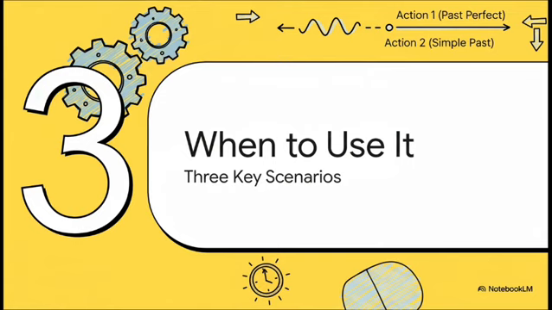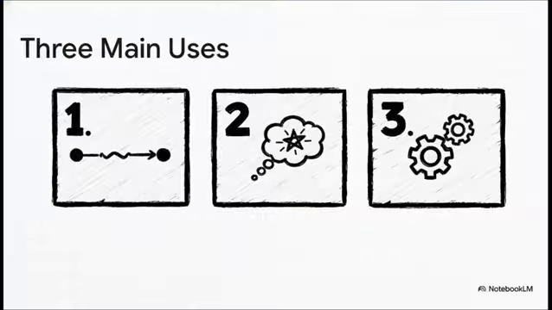Okay, we've got the what and the how down. But when do we actually need to use this tense? Let's zoom in on the three most common situations you'll run into. So the three biggies are showing one action happened before another, talking about your experiences leading up to a certain point in the past, and showing a clear cause and effect link between two past events. Let's look at a quick example for each one.